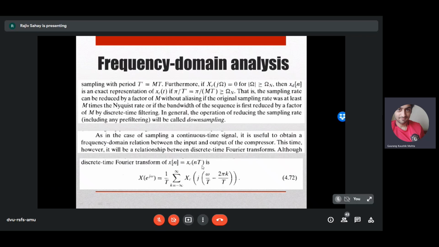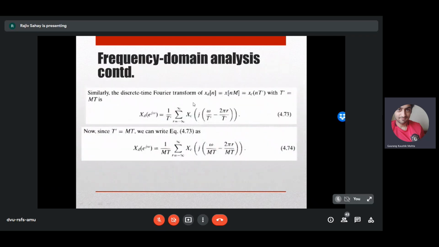The discrete time Fourier transform of x[n] can be written like this, where this is x_c. We are going to relate X(e^jω) with X_d(e^jω), that is, x[n] with x_d[n]. So this is the first equation. This we all know; this comes from sampling. So this is the infinite frequency spectra due to sampling.